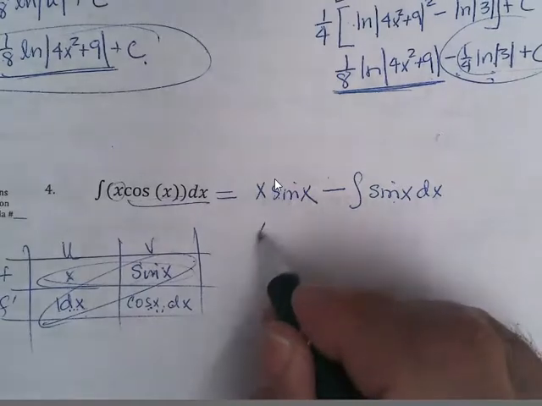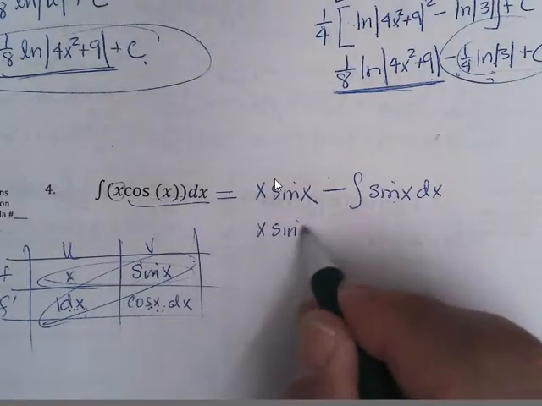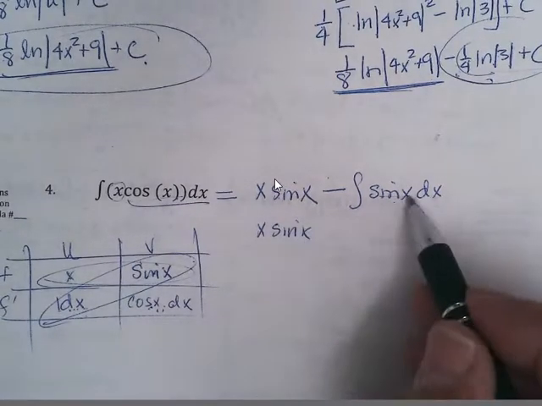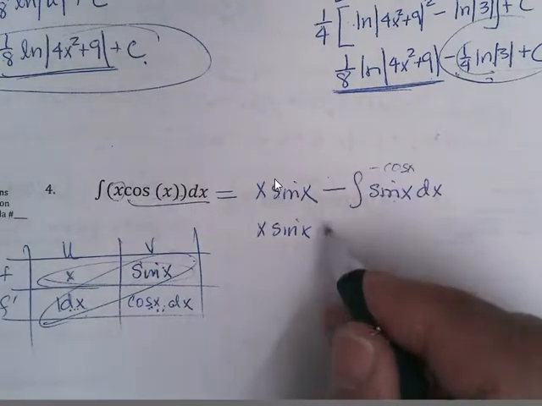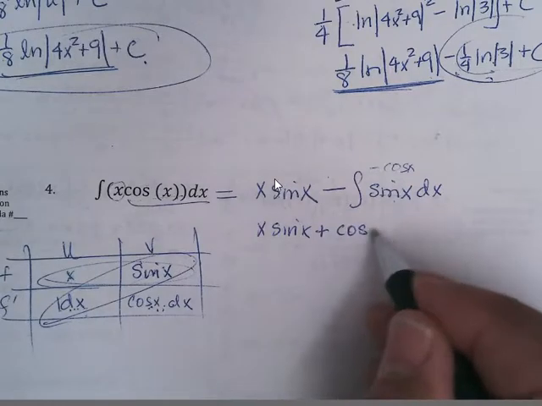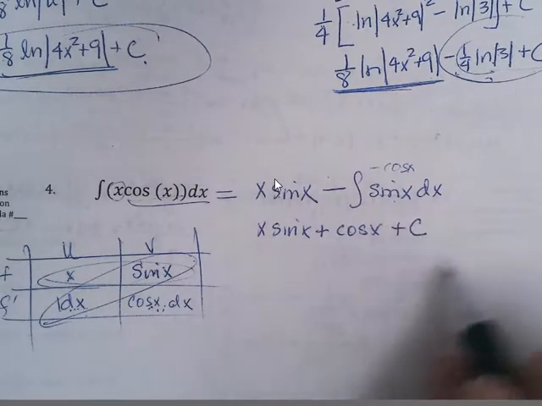And so this becomes x sine x. The antiderivative of sine would be negative cosine x, so the negative and negative makes plus cosine x plus c.